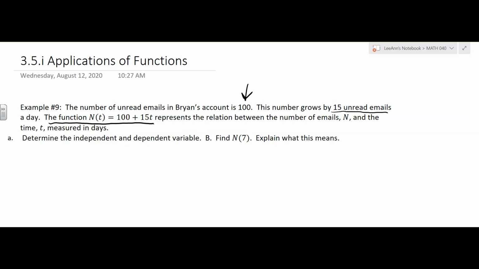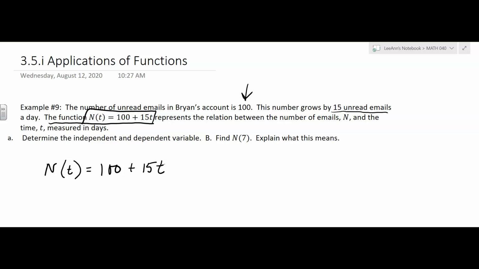Now we're going to go back and we're going to pull apart that sentence. You don't have to figure out the function. They give you the function. Okay? So that's the function. N of t equals 100, that's the 100 emails he's starting out with, plus, every day he's getting 15 more. So if he goes 10 days, he's going to have 150 more emails that he hasn't read, plus the 100 he already hasn't read. Okay? That's what the function is talking about.